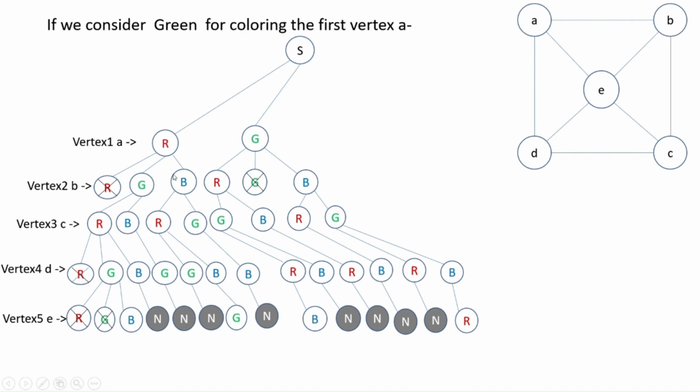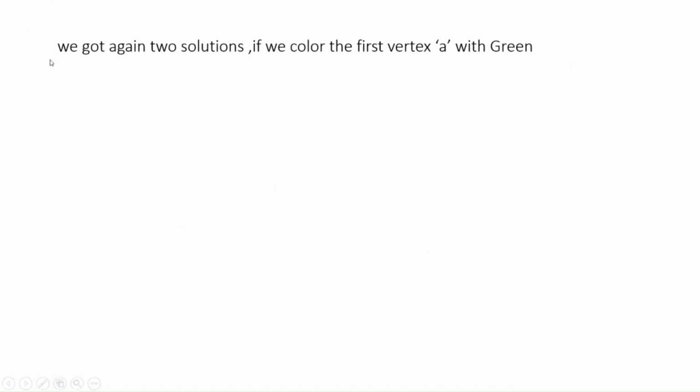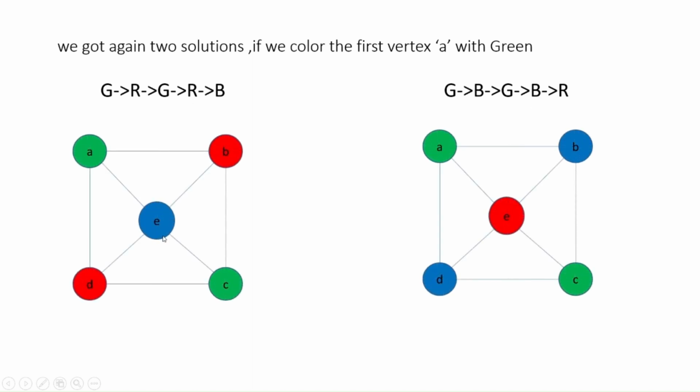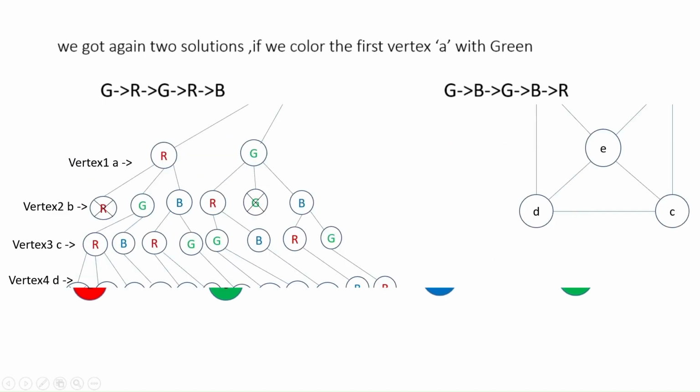So here we got two solutions. As we saw before, we got again two solutions. If we color the first vertex A with green, the solutions are green, red, green, red and blue, and green, blue, green, blue and red. And the graphs will be like this. So in these two ways we can color the graph by considering the first vertex as green.